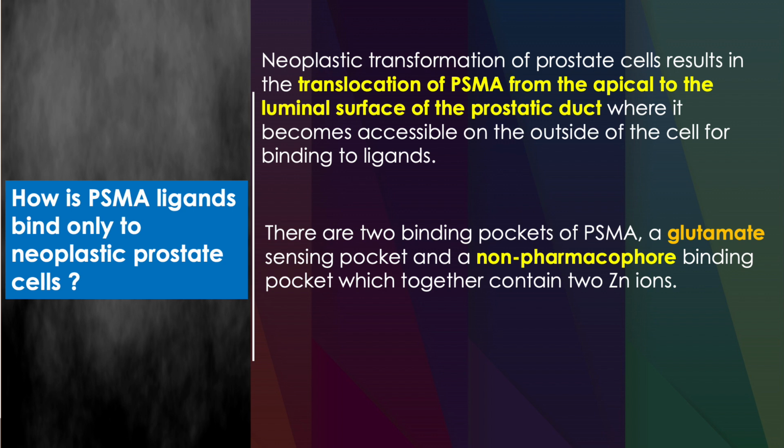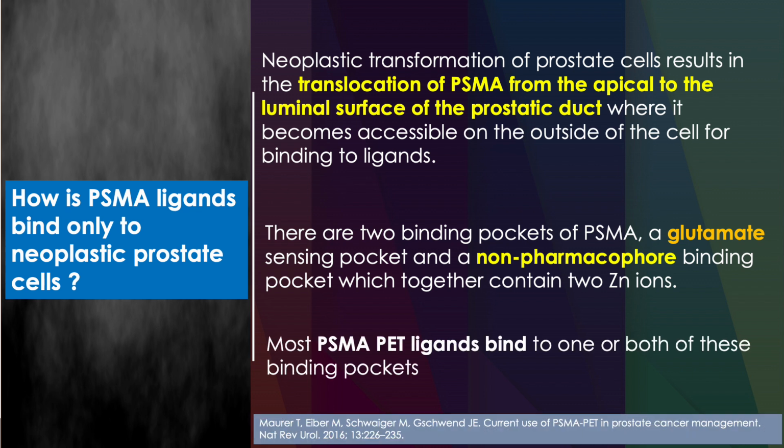In fact, there are two binding pockets of PSMA: the glutamate-sensing pocket and a non-pharmacophore binding pocket, which binds to zinc ions. This is the basic mechanism pharmaceutical companies use in terms of the type of tracer they produce. Most of the PSMA PET ligands bind to one or both of these binding pockets.